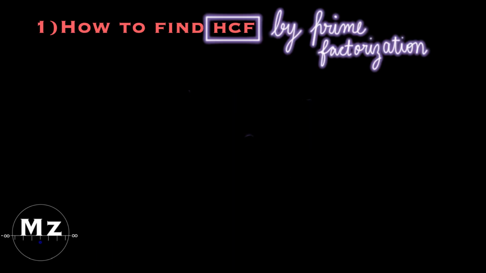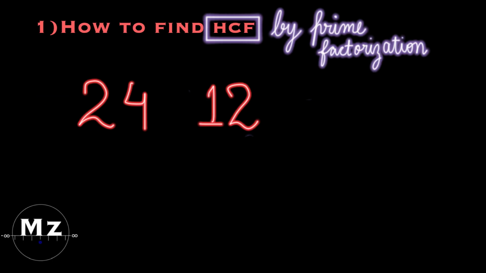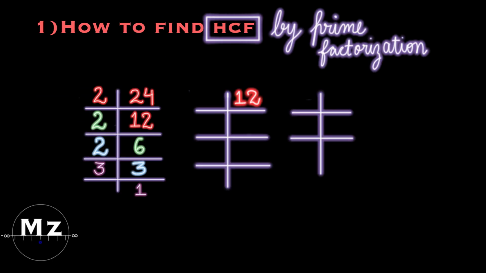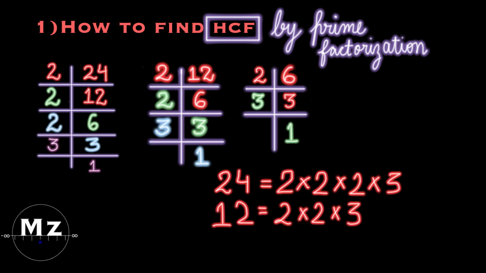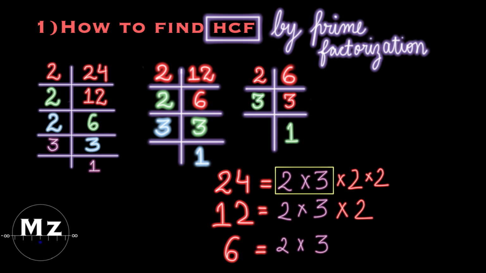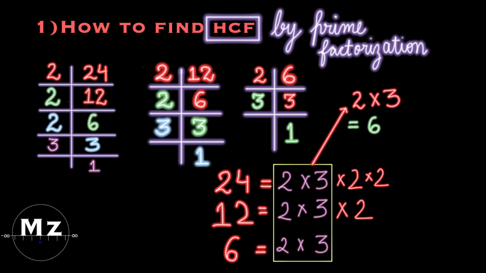We are going to use the example of 24, 12, and 6. Just how we found the prime factorization of 24, similarly we can find for 12 and 6. Now write the factors individually. Let's switch it up like this. Then look for the common product of factors in each. This common product is the HCF.